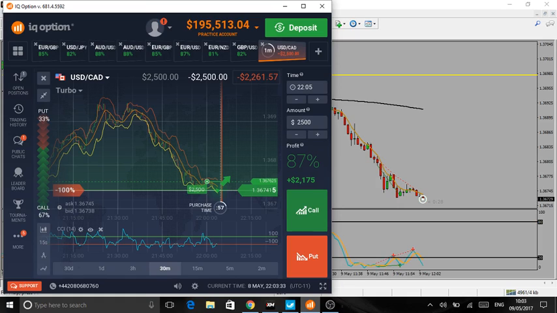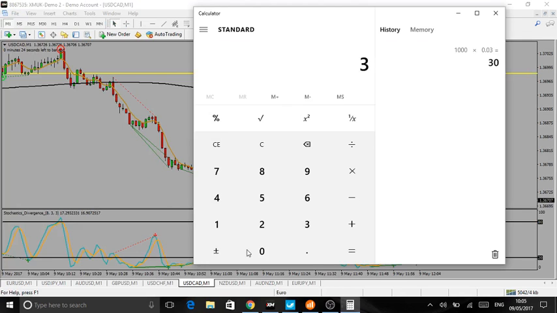So if you start with $1,000 in your account, 0.3% of your account would be $3, I believe. There you go. Oh, not 30. It's going to be $3 for 0.3% of your account, $3 out of 1,000. And what you want to do is, if you lose that trade, your next trade is going to be 2.5 times bigger.